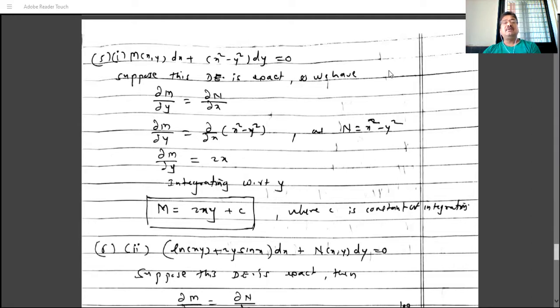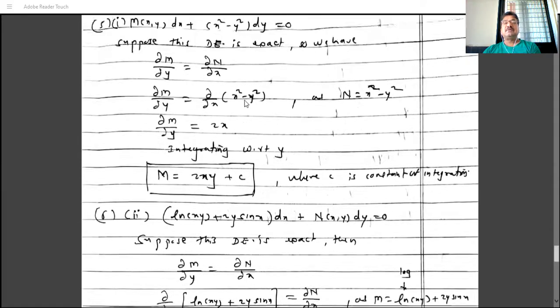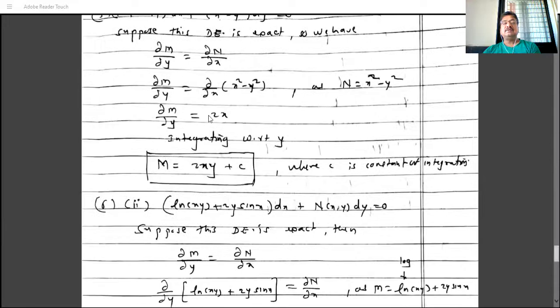So what do we have? If we assume this differential equation is exact, we have ∂M/∂y is equal to ∂N/∂x. This is the necessary condition for the differential equation to be exact. Then ∂M/∂y is written as it is, and ∂N/∂x is ∂/∂x of N. N is given in the problem as x square minus y square. What is its partial derivative with respect to x? It's 2x. The derivative of y square is 0 with respect to x.